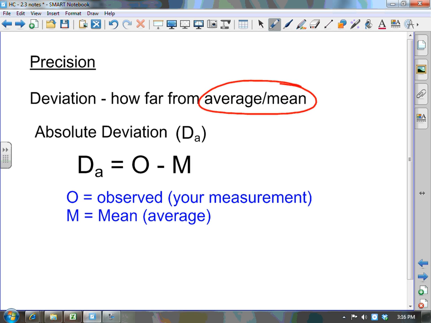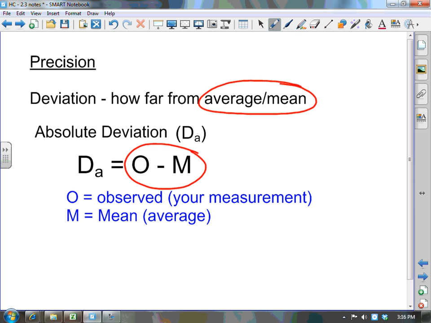So you take 10 measurements, how far off is measurement number 2 from the rest? How far is measurement number 4 from the rest? So the first thing we do is what's called absolute deviation. And again, you can see it's a very similar equation and a calculation to absolute error. Absolute deviation is the difference between your measurement and the mean, or the average of all the measurements. You subtract, that's how far your measurement is off from everyone else's. It's a good piece of information to know.